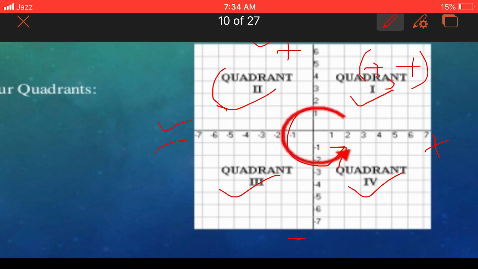So all the values in which x is negative but y is positive will be located here. In the third quadrant, both x and y are negative, so the points in which both the values are negative will be located in the third quadrant. Similarly, the fourth quadrant is the place where y is negative but your x is positive. So it will be like this.